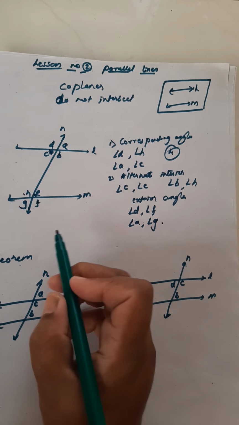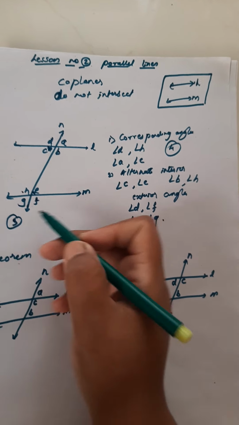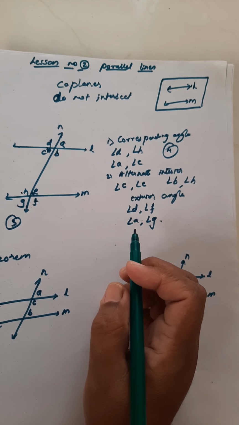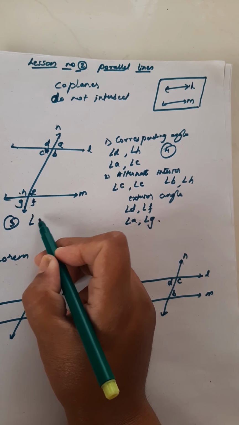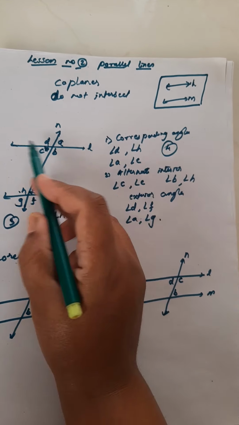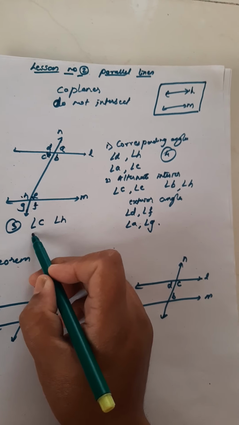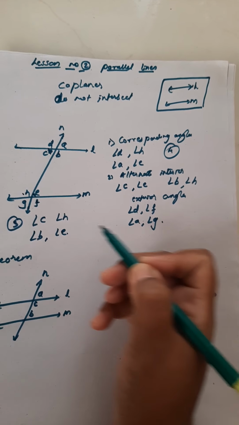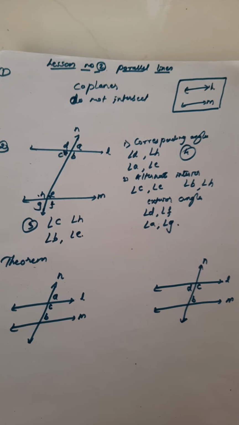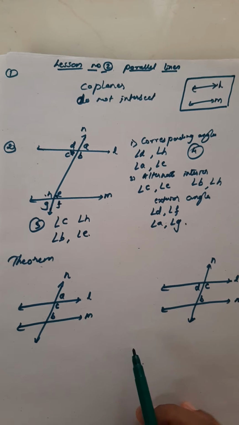Now, third point, I will explain the pairs of interior angles on the same side of the transversal. Now which are these pairs? Since these are the parallel lines, same side means angle C and angle H. Next, it is angle B and angle E. Understand? Now next I will explain the theorem.